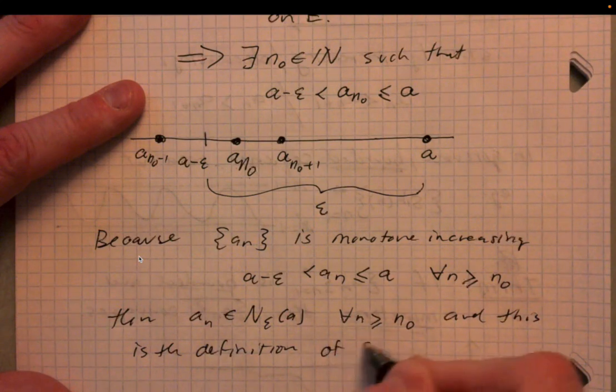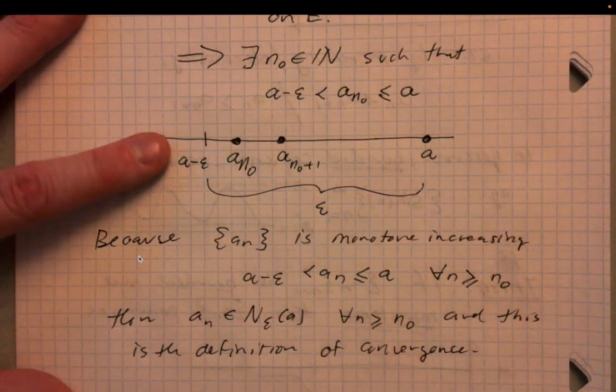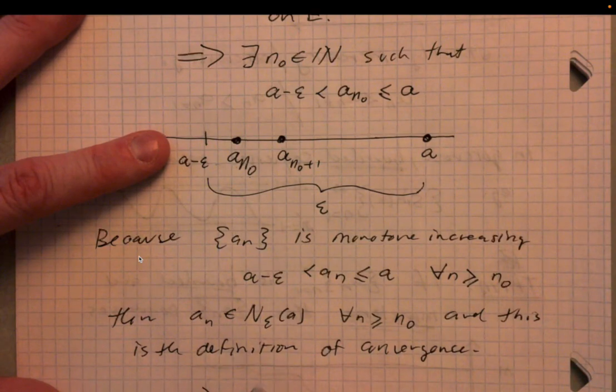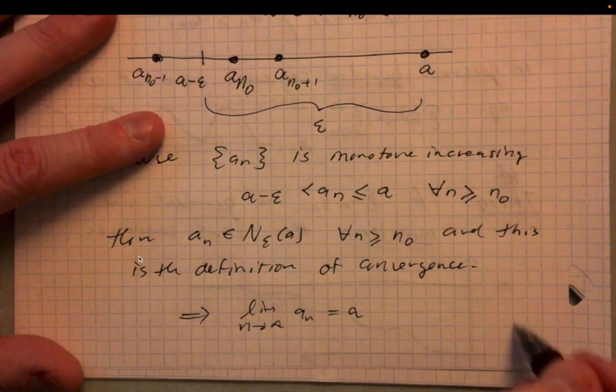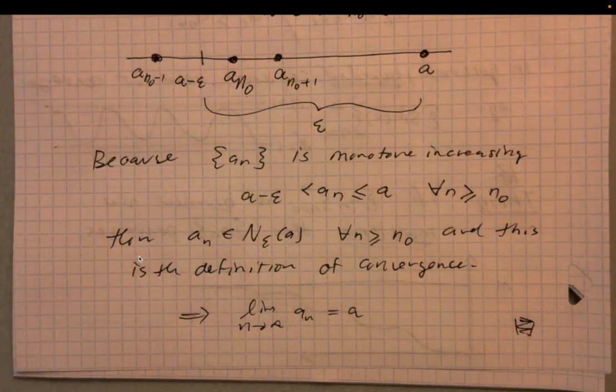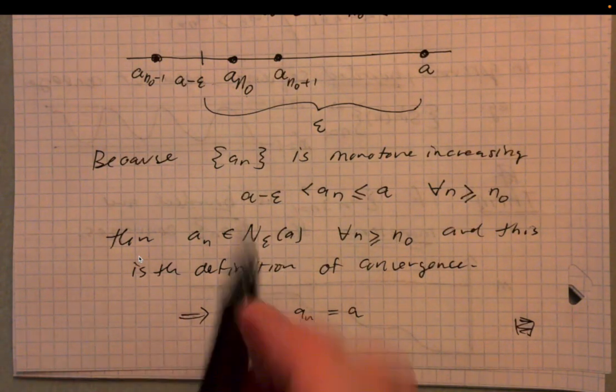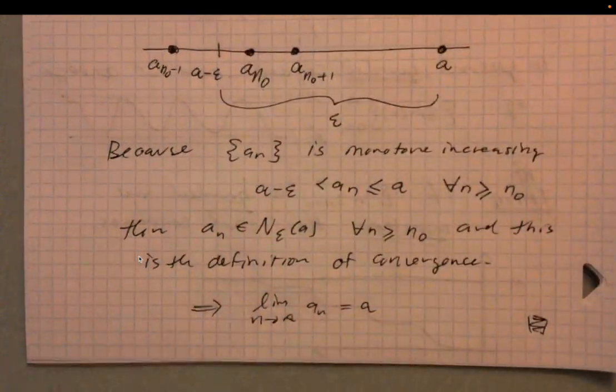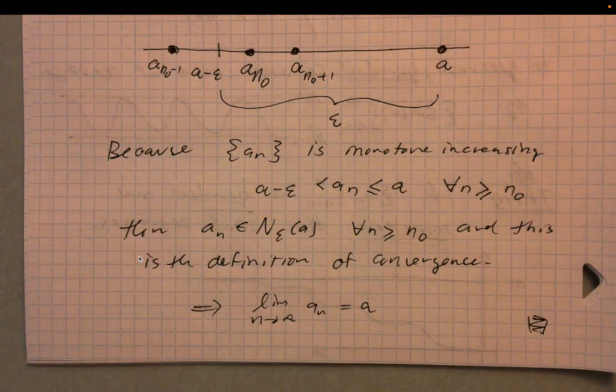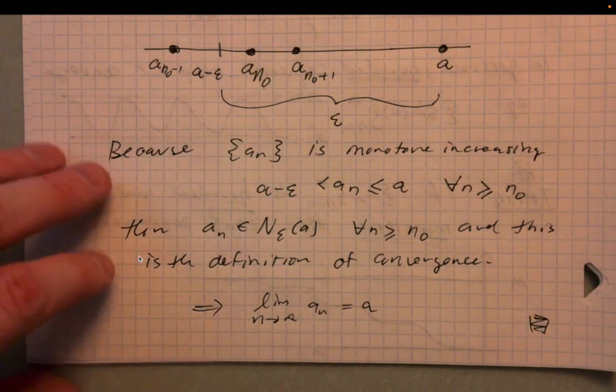This is the definition of convergence, right? So the limit as n approaches infinity of a sub n must equal a. It is very intuitively obvious, and it's also fairly easy to prove. You just have to remember some of these moves, epsilon neighborhoods and such. So any monotone and bounded sequence is convergent automatically. Very good.